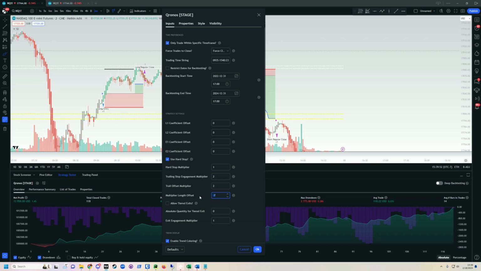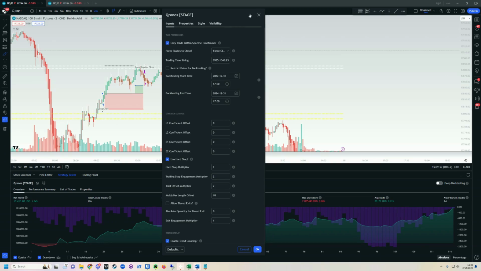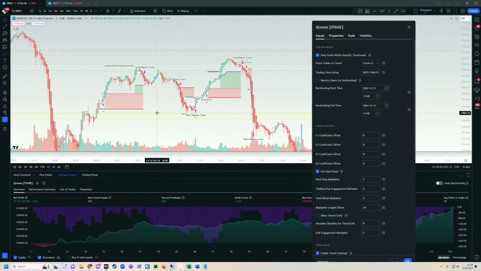What we can do is increase this. We'll put it to like 10, and it'll look a lot further in the past. But we can see right there, it looked even further back, and it's actually a little bit bigger. Okay, and it changes everything. So you're going to see how the engagement levels have changed, how the offset has changed.